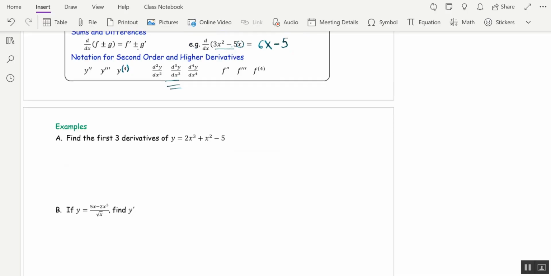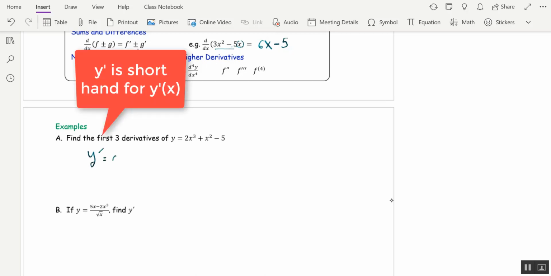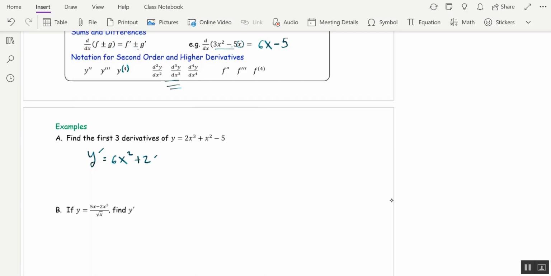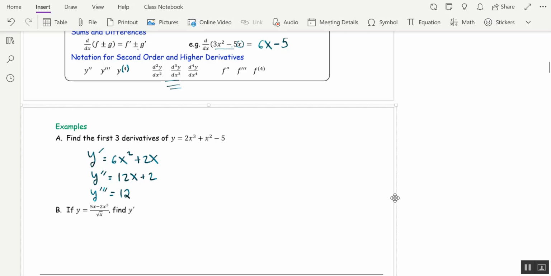All right, so some more examples. Find the first 3 derivatives of y. Y is a polynomial. So first derivative, we bring the 3 down. 3 times 2 is 6. X squared plus 2x. And the derivative of 5 is 0. Y double prime is 12x plus 2. And finally, y triple prime is 12, and that's it, because the derivative of 2 is 0. After that, all the derivatives will be 0.